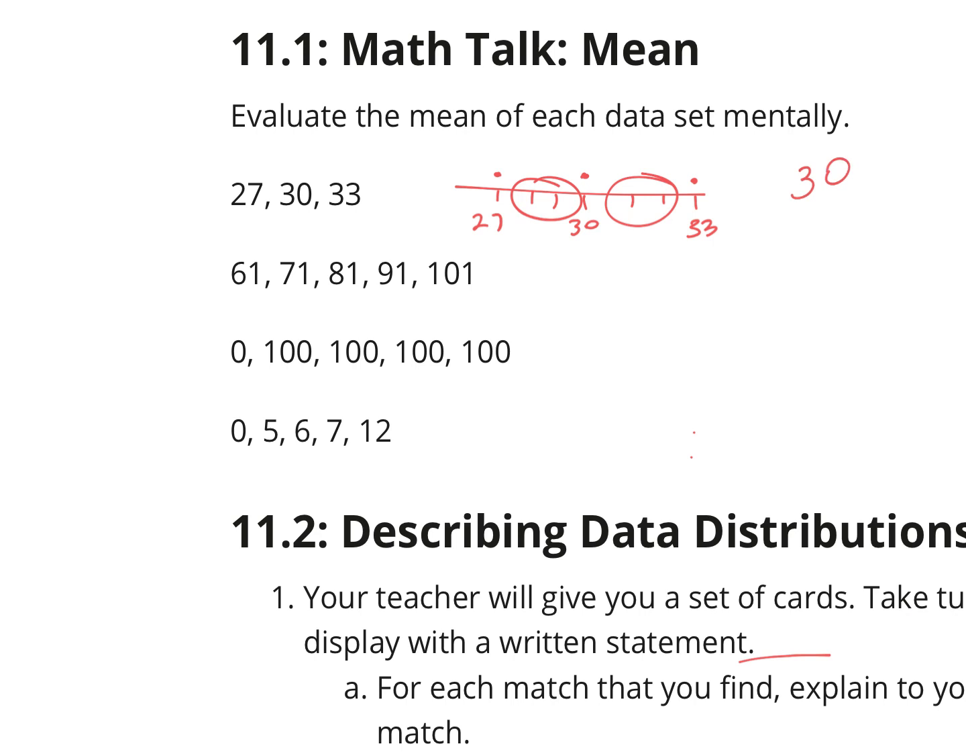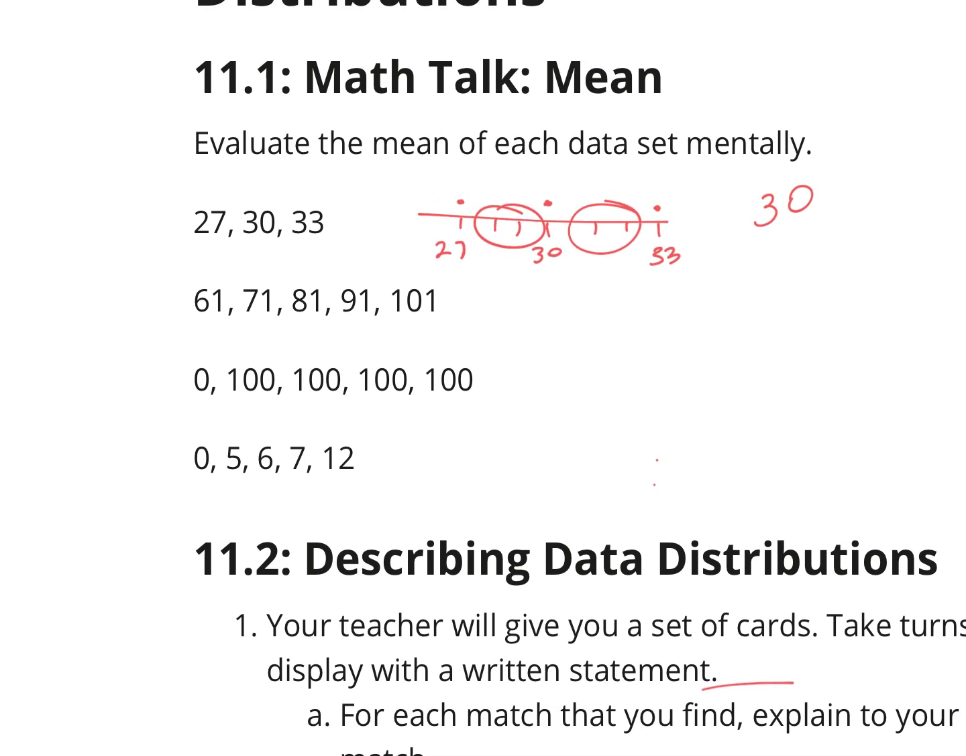Now, we can also apply this strategy to the second question. Here, 81 is in the middle, and the points on either side of 81 are equal distance from 81. So, for example, 71 is 10 away from 81, and 91 is 10 away. 61 is 20 away, and 101 is 20 away. So again, this data is symmetric. Because it's symmetric, we know that the mean and median are the same. So that means the mean is going to be 81.